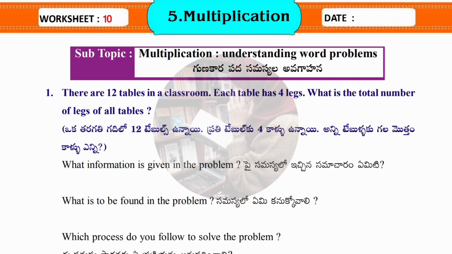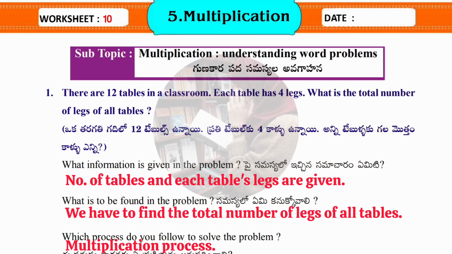Okay, let's see. Here we have to give the answer for the given questions. What information is given in the problem? The number of tables given and the number of legs for each table. Okay, next, second question. What is to be found in the problem? If you observe the question, what do we have to find? We have to find the total number of legs of all tables. Okay, write it down.